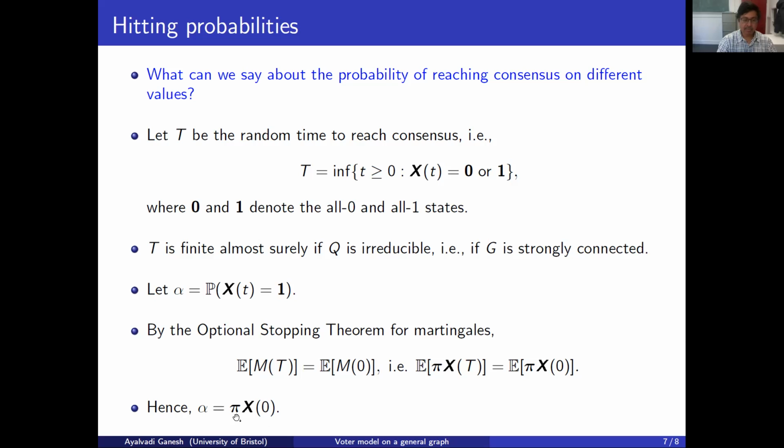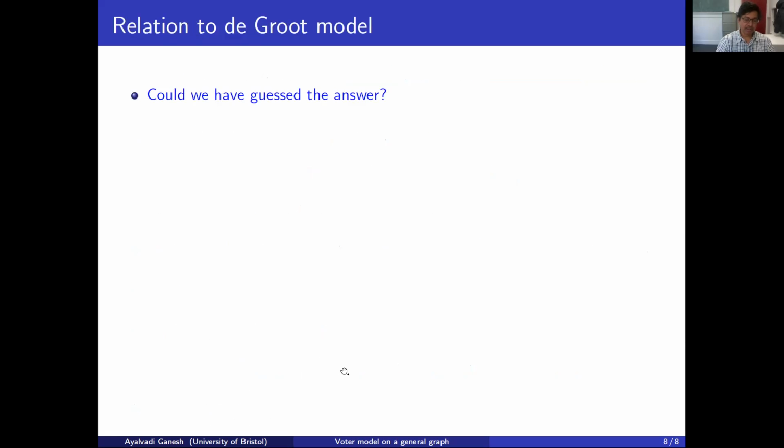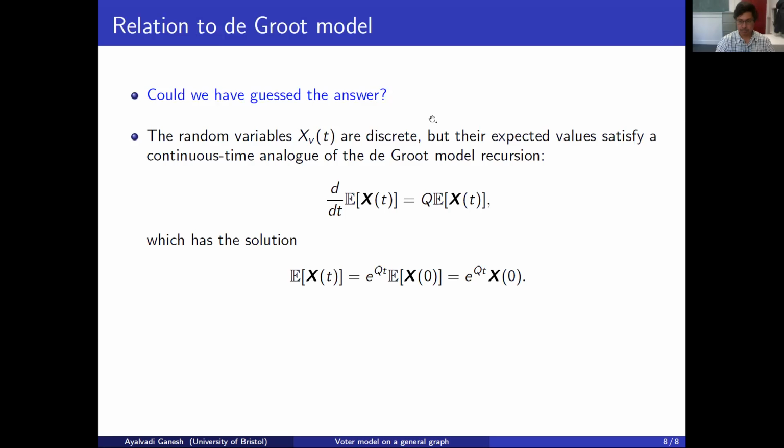And here we have, instead, we can't reach consensus on something in between, we only reach consensus on 0 or 1. But the probability of reaching consensus on all ones is the same inner product, pi times the initial value. And so we could ask the question, having seen what we saw in the DeGroot model, could we have guessed the answer? Okay, this is not important, this is just a little bit extra. And it turns out that yes, we could have guessed the answer by looking at the expected values.